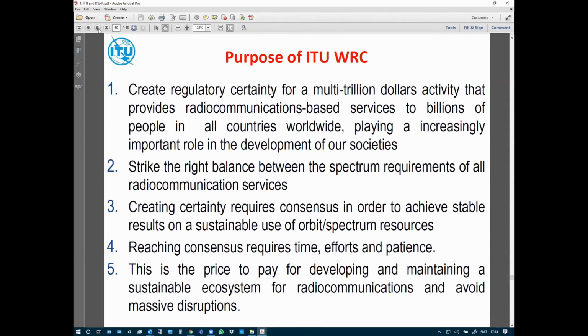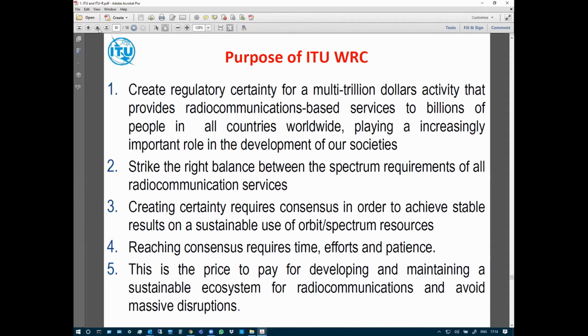One of the main purposes is to create regulatory certainty for a multi-trillion-dollar industry that can provide basic radio communication services to billions of people in all countries worldwide. Then we play a key role in the development of new societies. We try to strike the right balance between the spectrum requirements of our radio communication services. We need to create certainty about the use of the spectrum, providing necessary long-term stability.